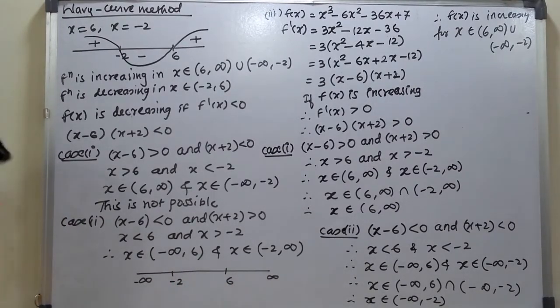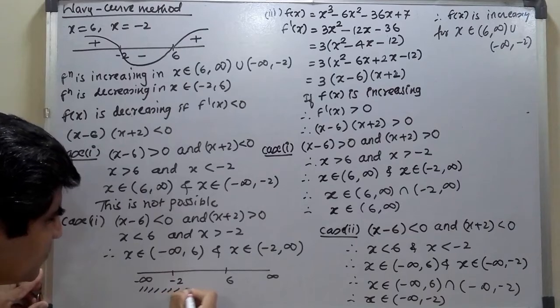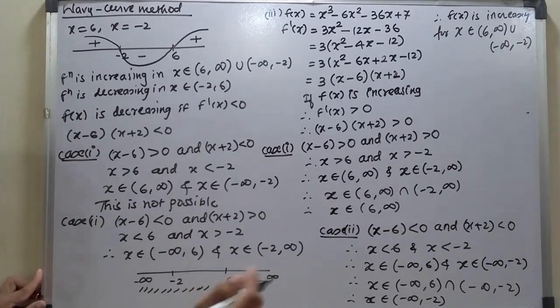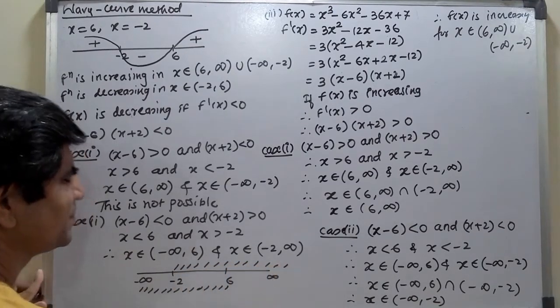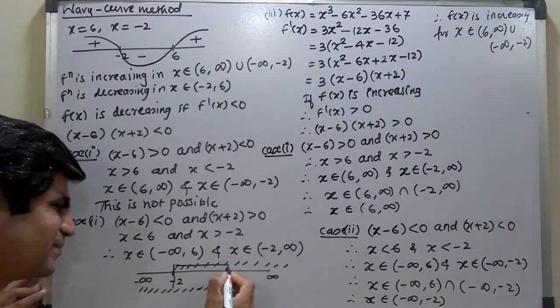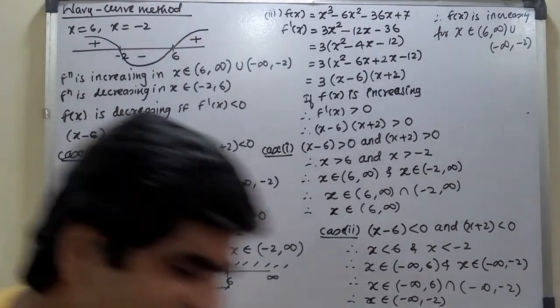Now let us see, minus infinity to 6 is this portion. And minus 2 to infinity is this portion. Getting it? So which portion came common? This. Right? That means this is having a solution.